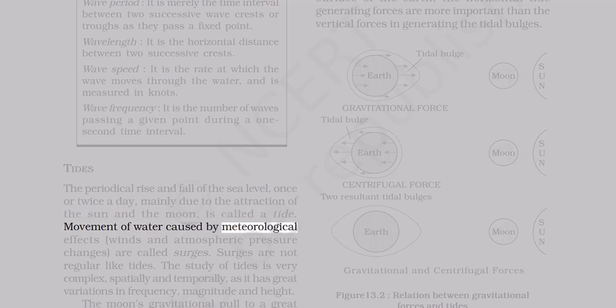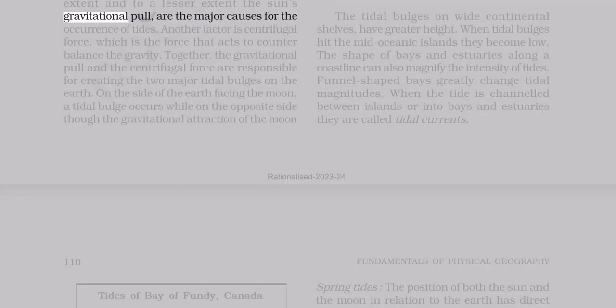Movement of water caused by meteorological effects, winds and atmospheric pressure changes, are called surges. Surges are not regular like tides. The study of tides is very complex, spatially and temporally, as it has great variations in frequency, magnitude, and height. The moon's gravitational pull to a great extent, and to a lesser extent the sun's gravitational pull, are the major causes for the occurrence of tides. Another factor is centrifugal force, which is the force that acts to counterbalance the gravity.